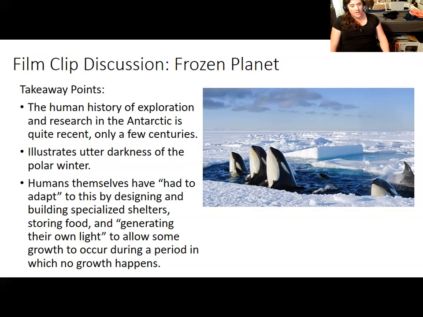Humans have also adapted by generating their own light to allow some growth and some food production to happen during a period when no growth happens. Because Antarctica ecologically is weird in that for a good portion of the year, there is no growth and no photosynthesis at all. And one way in which humans have adapted to that is they've brought greenhouses. They've artificially created growth and allowed there to be some food production on the continent. Not much, they're small greenhouses, but it's an interesting adaptation on the part of humans either way.